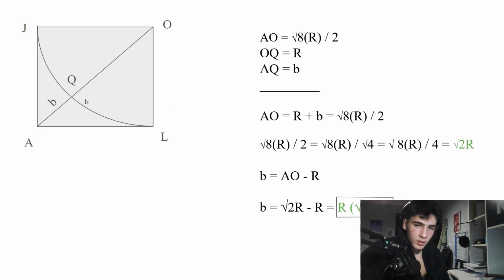No matter what the circumstance is, from whatever corner you're looking at, it's going to be R times square root of 2 minus 1.